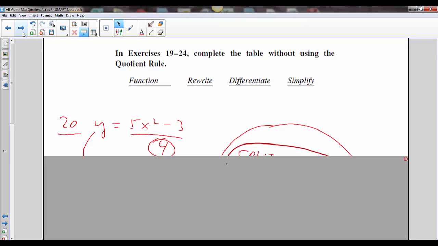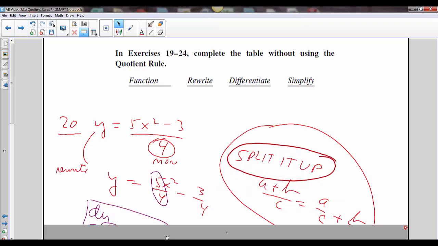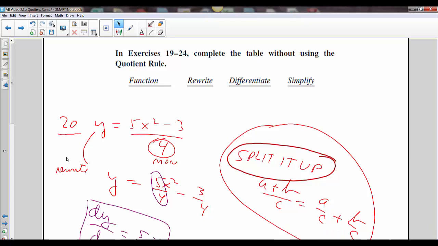Here they're having you rewrite it, complete the table without using the quotient rule. And again, this is just a reminder that you can split this up. You don't have to use the quotient rule. It's actually to your advantage not to use the quotient rule. The answer is 5/2 times x minus 0.